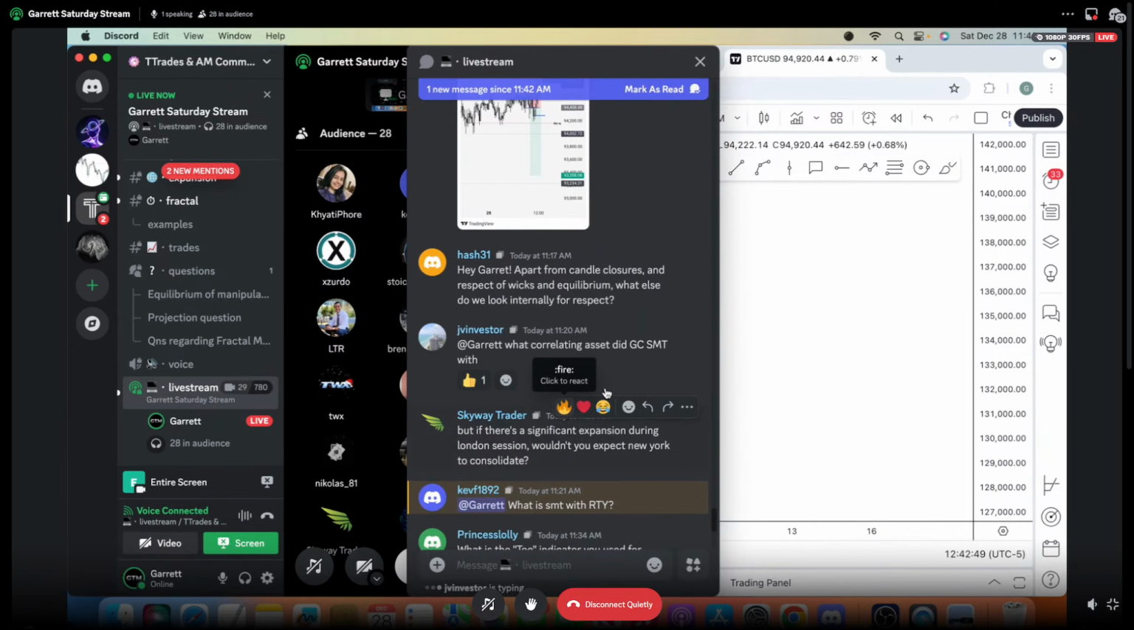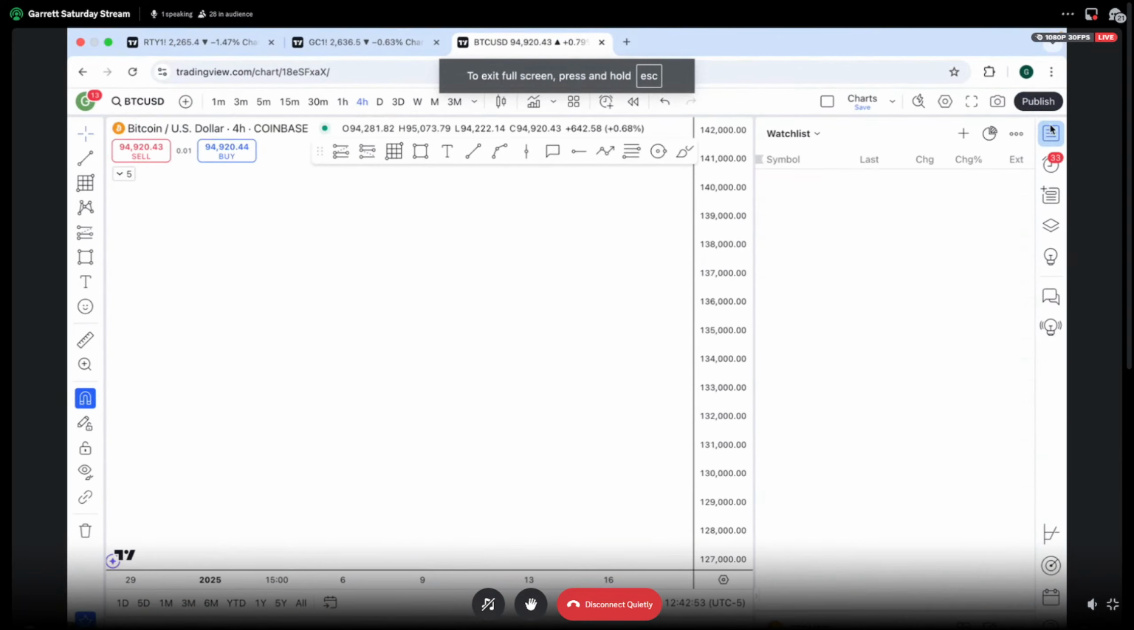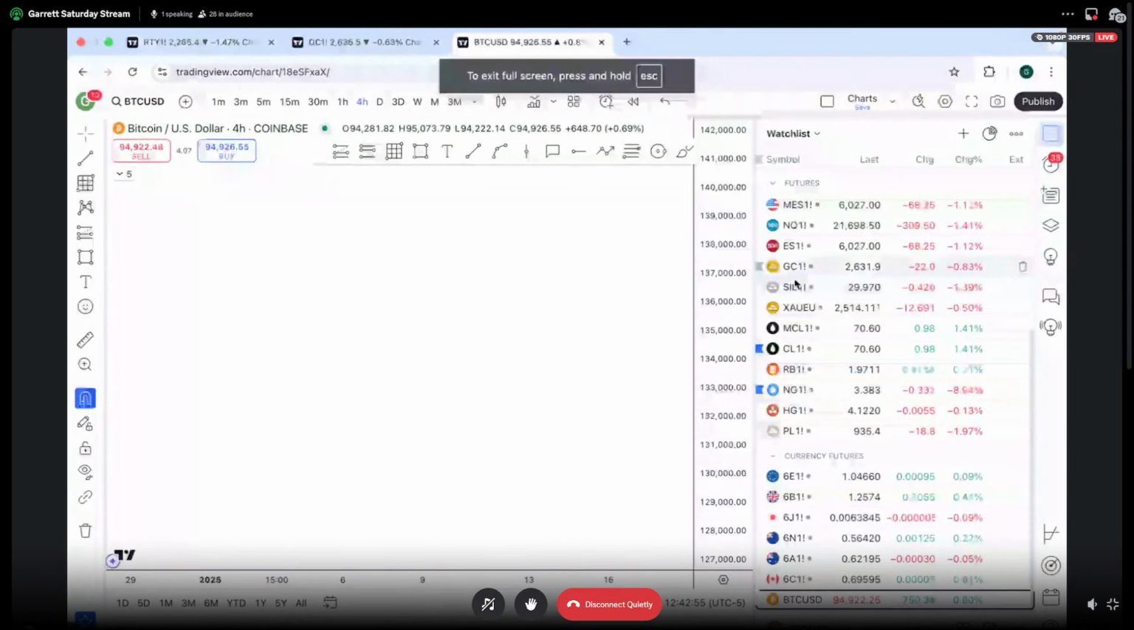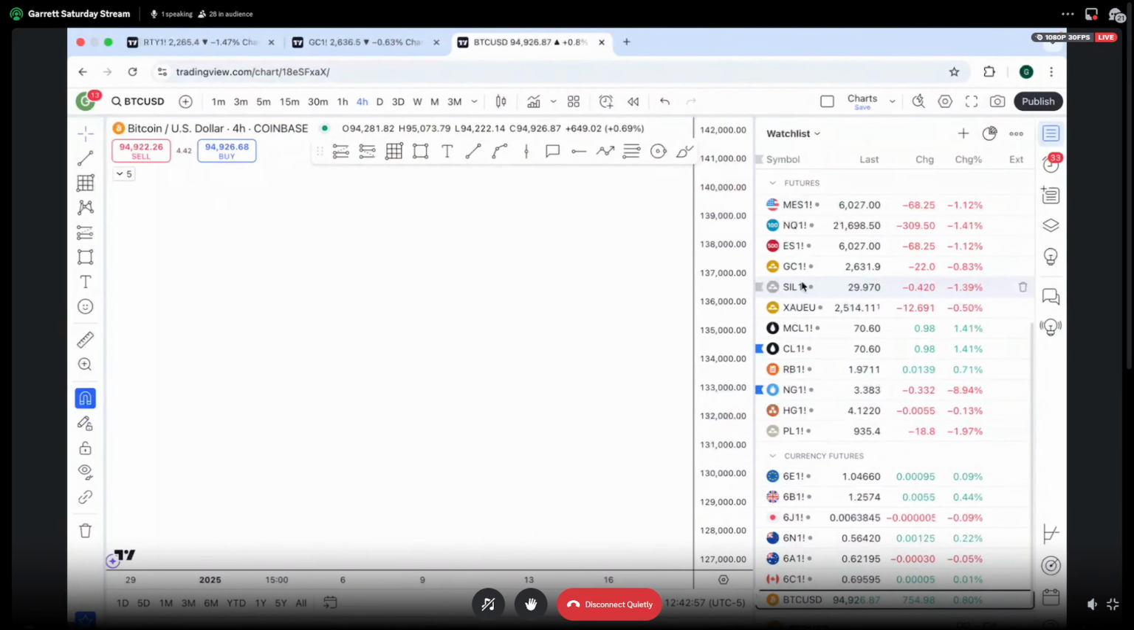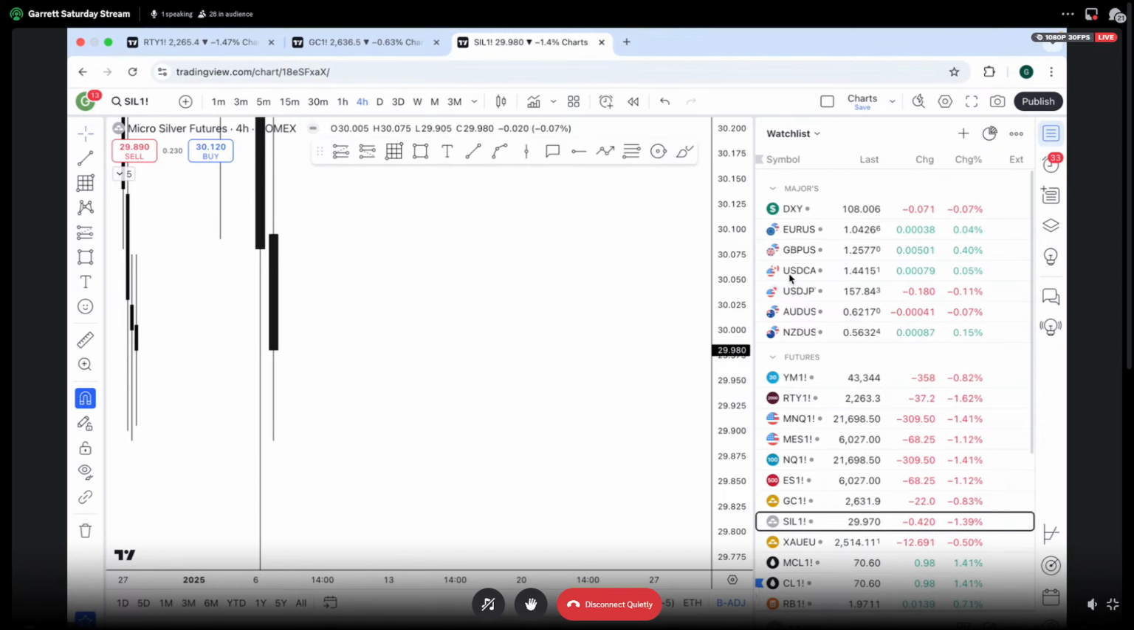What correlated asset for GC? Oh yeah, so for gold, there's two I use. It doesn't matter which one is the correlated asset, because remember, SMT is just a confluence, right? So I can use both of these assets. Just like if you're going to trade, let's say EU, you can use GU or DXY.